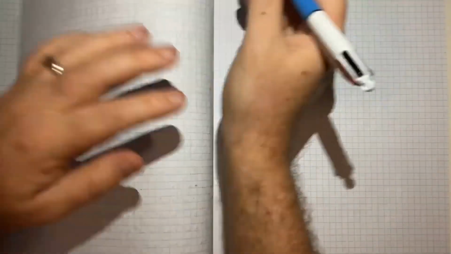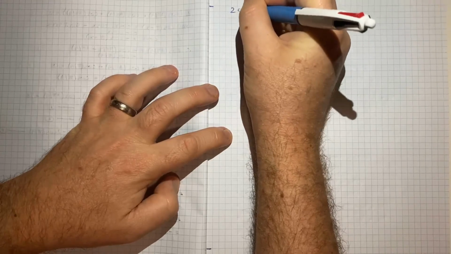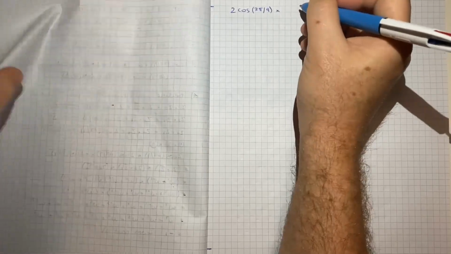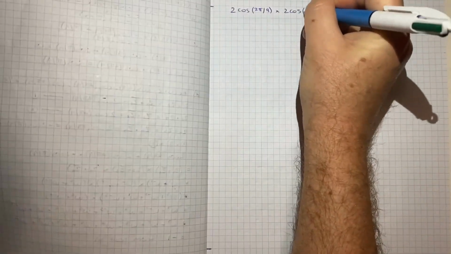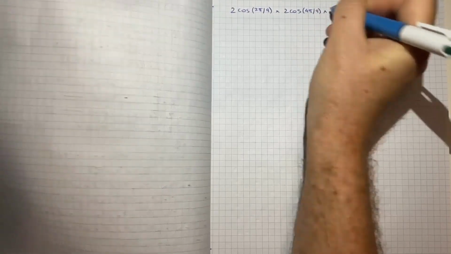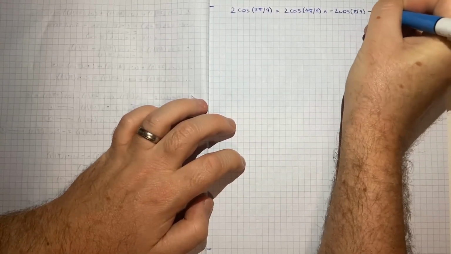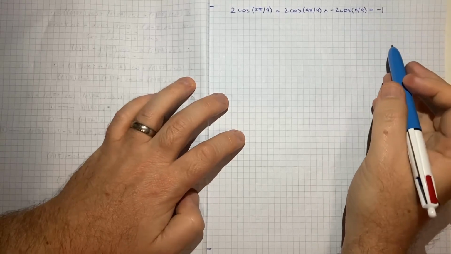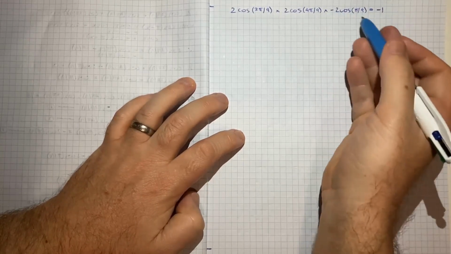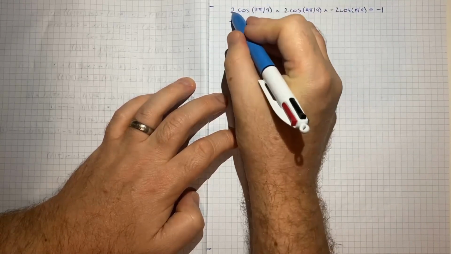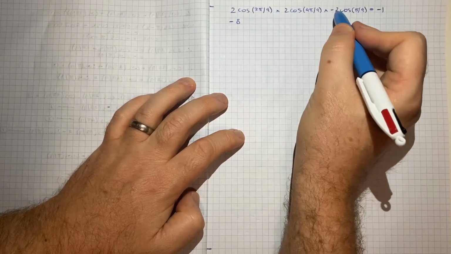2 cos 2 pi on 9 times 2 cos 4 pi on 9 times negative 2 cos pi on 9. All of that is equal to negative 1. So from there it becomes quite simple. We've got our negative 8, so 2 times 2 is 4, times negative 2 is negative 8.